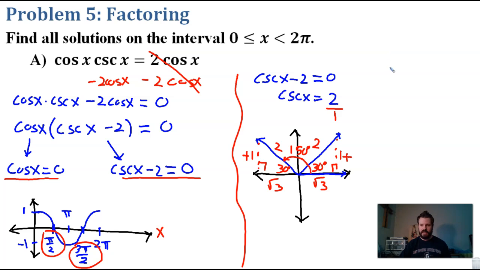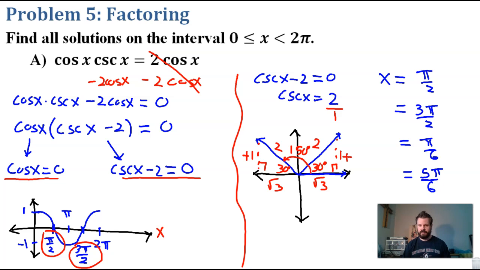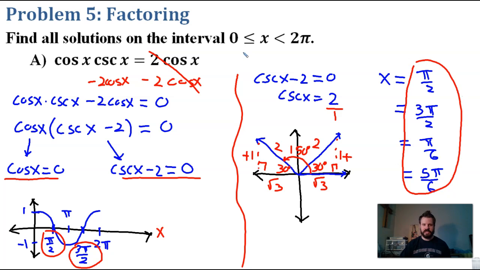Okay, let's put all that together as we run out of room here. So my solutions then are x is equal to pi over 2, 3 pi over 2, the 30 degrees, which is the same thing as pi over 6 if we convert. Hopefully that's one you're starting to memorize now. And then if I'm 30 short of pi, in other words, pi over 6 short of pi, I get a 5 pi over 6. All right, so there's all my solutions on the interval 0 to 2 pi.